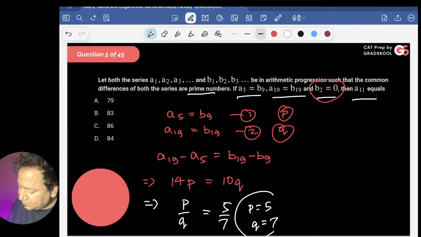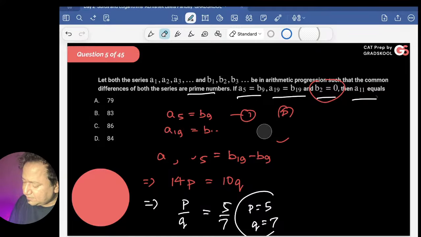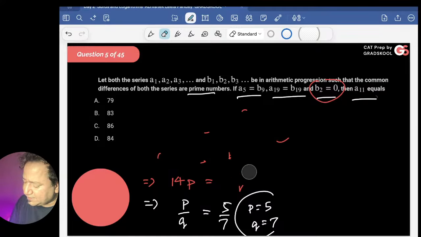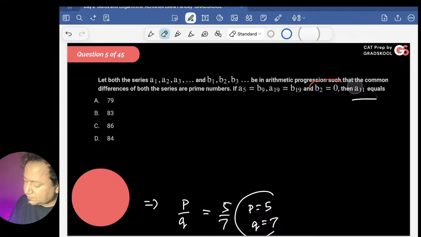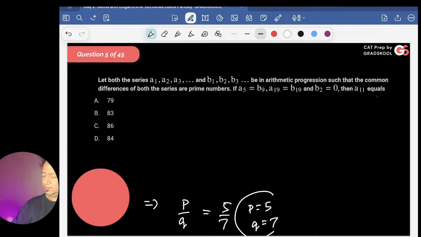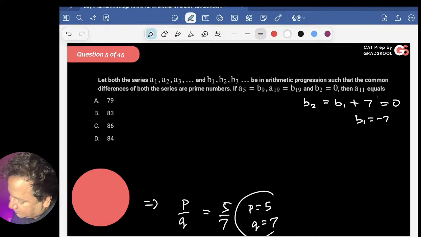So I'm going to erase all of it. For the first sequence, the common difference is 5. For the second, it's 7. Rest everything falls in place, doesn't it? Okay. This guy says B2 equal to 0. अच्छा भाई ठीक है B2 0 है ठीक है हम क्या कर लेंगे. B2 is basically B1 plus Q, which is 7. That is B2. That is equal to 0. Oh, nice. That means B1 is equal to minus 7. बहुत अच्छी बात है ये तो ठीक है.